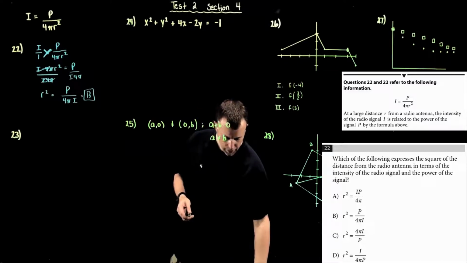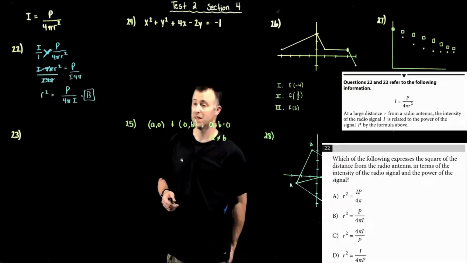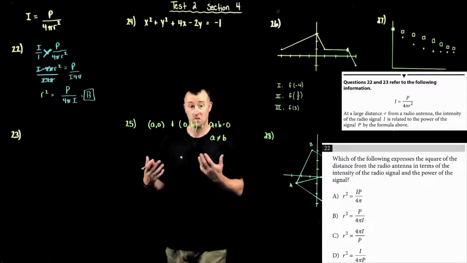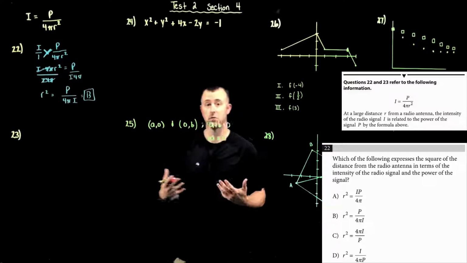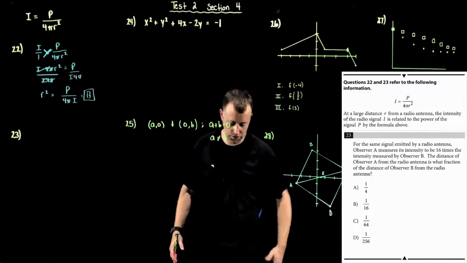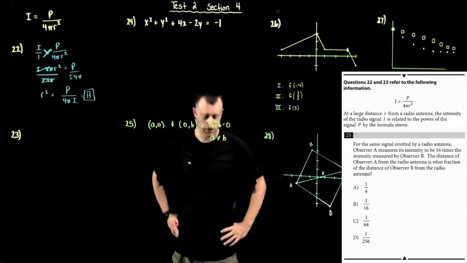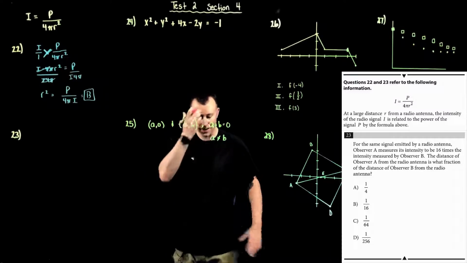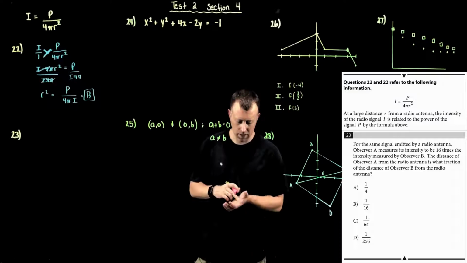23 is one where I actually use a method called plugging in. It's a strategy we use for problems that have variables in them that we want to get rid of. And that's what I'm going to do in this one. This one says for the same signal emitted by a radio antenna, observer A measures its intensity to be 16 times the intensity of observer B.